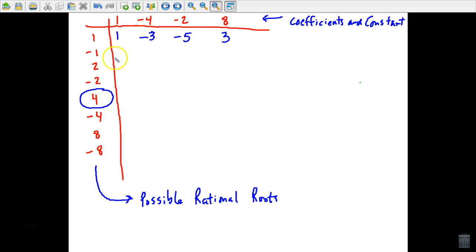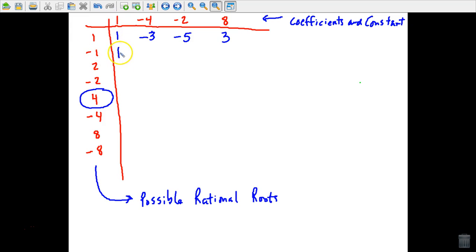The purpose of this table is to determine which of these possible rational roots would give me a 0 remainder. Remember, if a number gives us a 0 remainder, it's called a factor. Well, obviously 1 is not one of my roots, so I'm going to keep looking. I'm going to test negative 1.